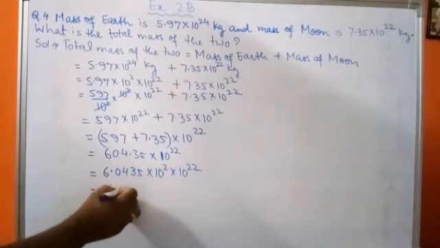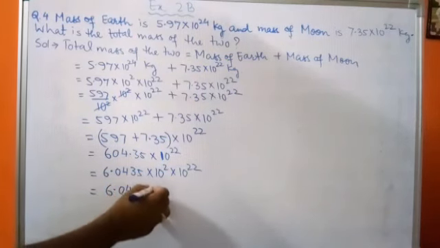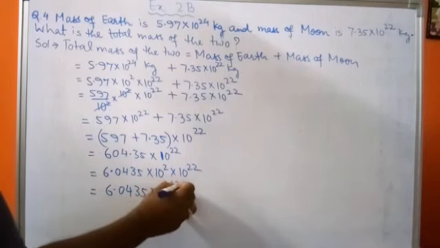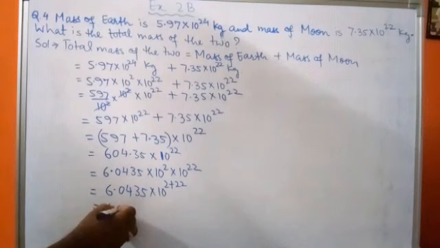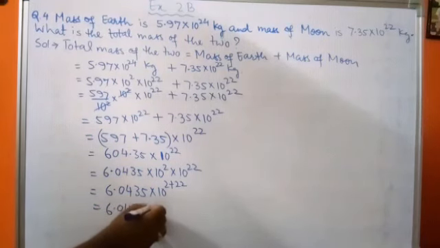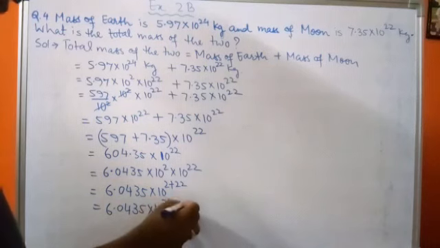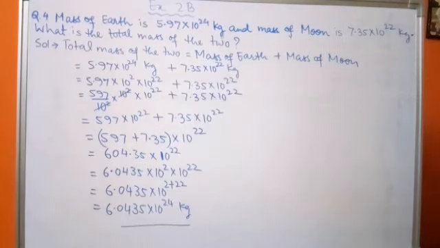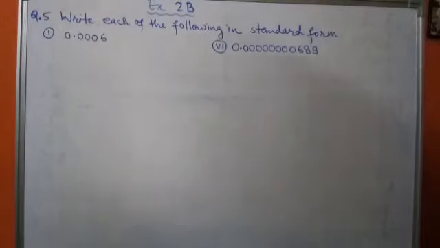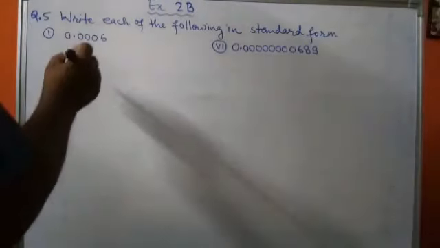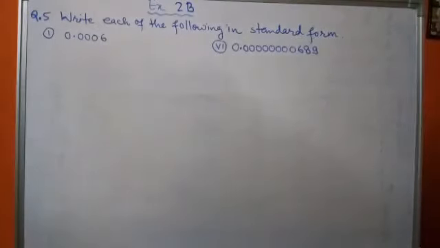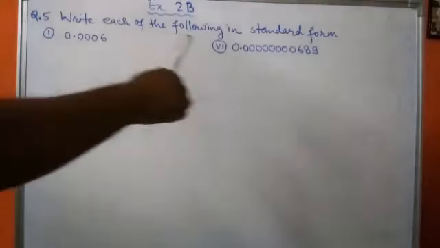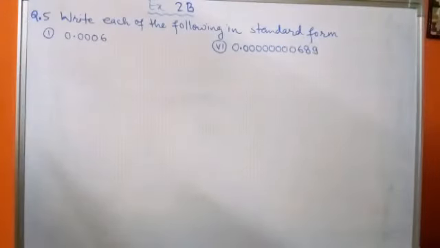6.0435 into 10 to the power 2 plus 22 equal to 6.0435 into 10 to the power 24 kg is the weight of the sum of these two celestial bodies, that is Earth and Moon. Now, from our previous knowledge, smaller numbers are also changed into standard form, because pronunciation of such a number is quite difficult for us.